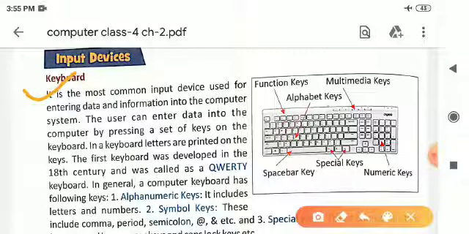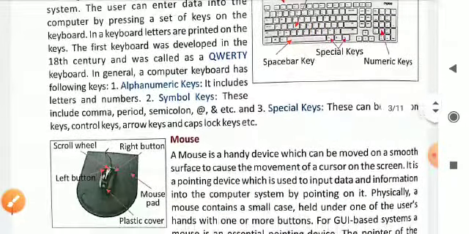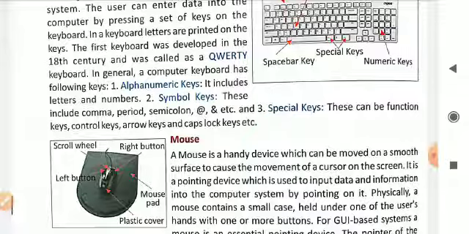In general, a computer keyboard has the following keys. In the computer keyboard there are many keys children. One is the alphanumeric keys, which include letters and numbers also. Symbol keys include comma, period, semicolons, at the rate and etc. And third one is special keys. These can be function keys, control keys, arrow keys and caps lock keys etc.